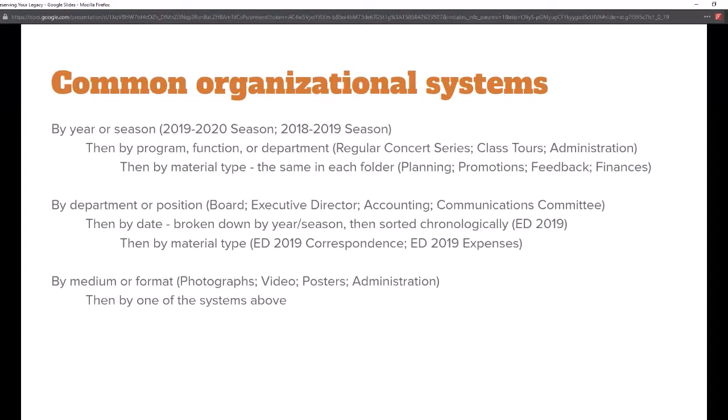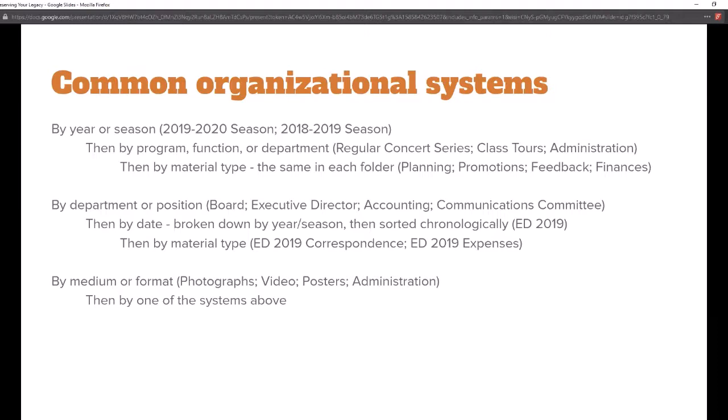So here are just some ideas, some common organizational systems that people like to use. You can sort things chronologically, first and foremost, which is really great. And then sorting it by the program or the department under there. Sorting things by material type or by format is really good. You might actually, instead of having a system that everyone adheres to, allow each department or each person to sort things in their own way and come up with their own system inside that. You will probably want to ask them to do things chronologically, of course.